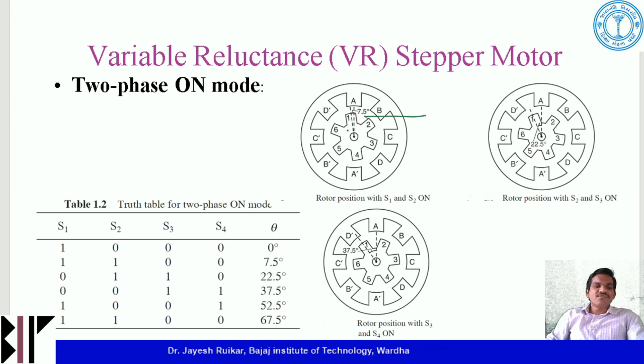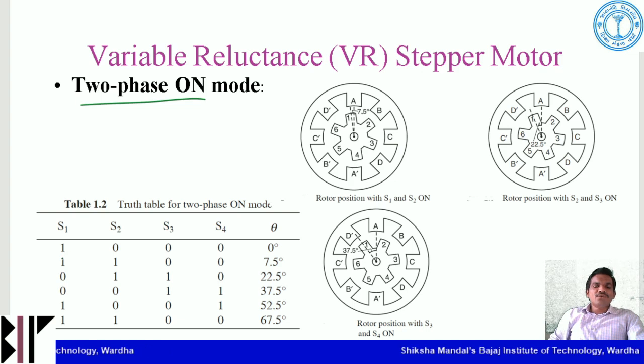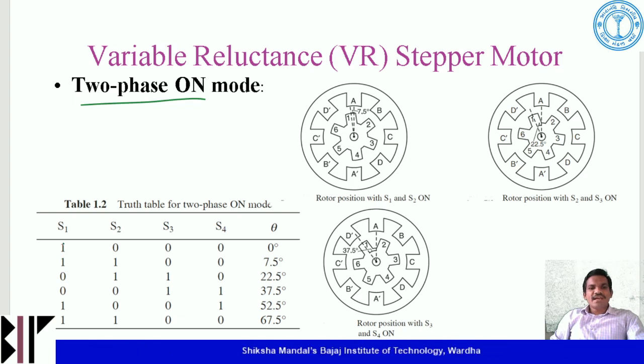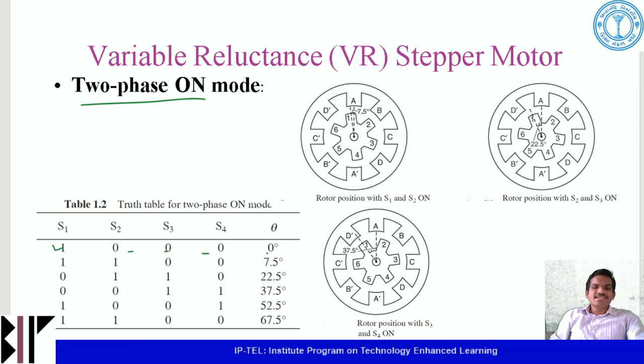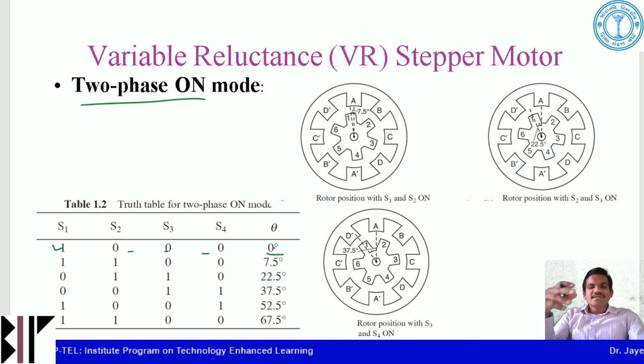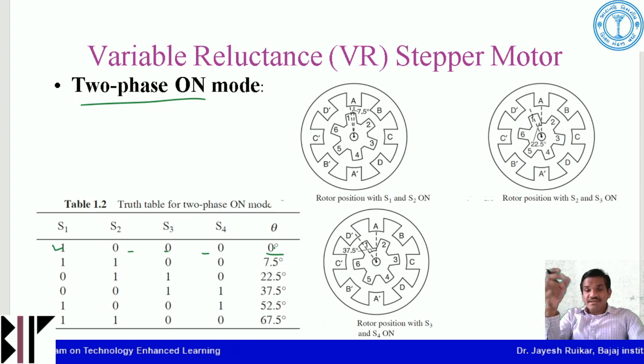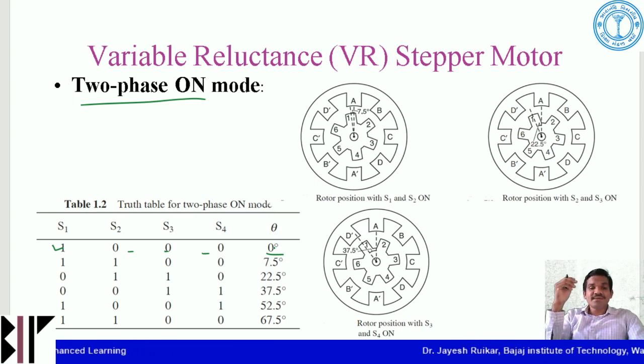So in this case what happens? We turn on two phases, that is, we can switch on S1 and S2 and then see the operation. In the first basic step, only S1 is closed and the others, S2, S3 and S4, are open. So in the initial stage, our stator and rotor are aligned, with a 0 degree step angle.